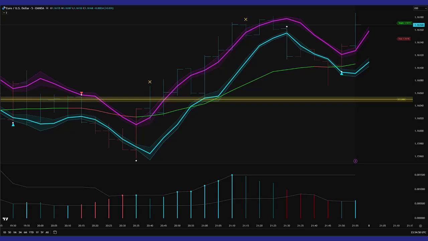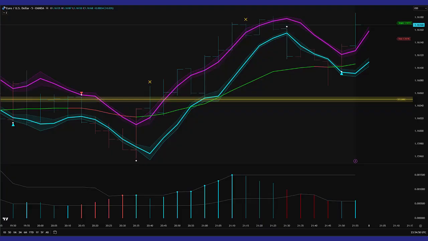Another feature worth mentioning is the built-in institutional levels. The indicator automatically plots session VWAP, deviation bands, and pivot levels. These are levels many professional traders already watch, and instead of adding more indicators to your chart, they're integrated directly into the same system.